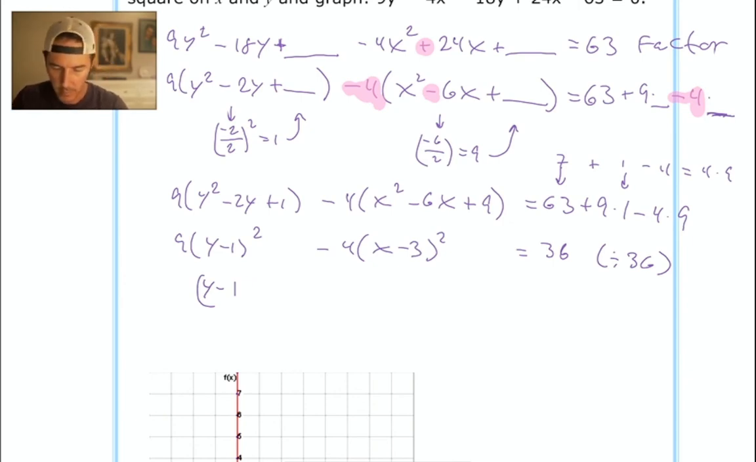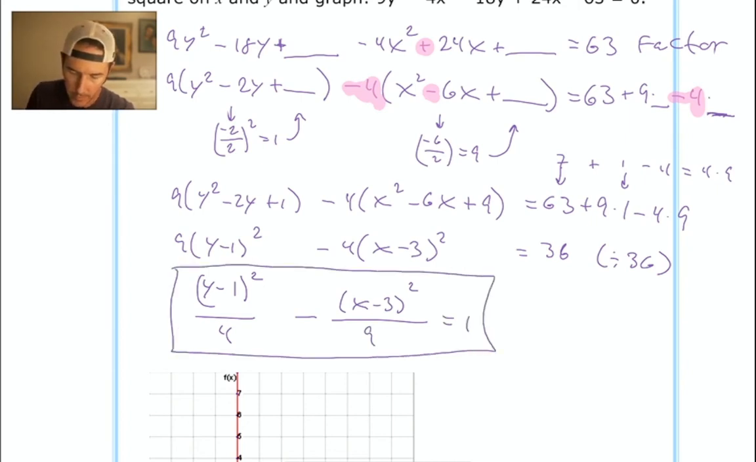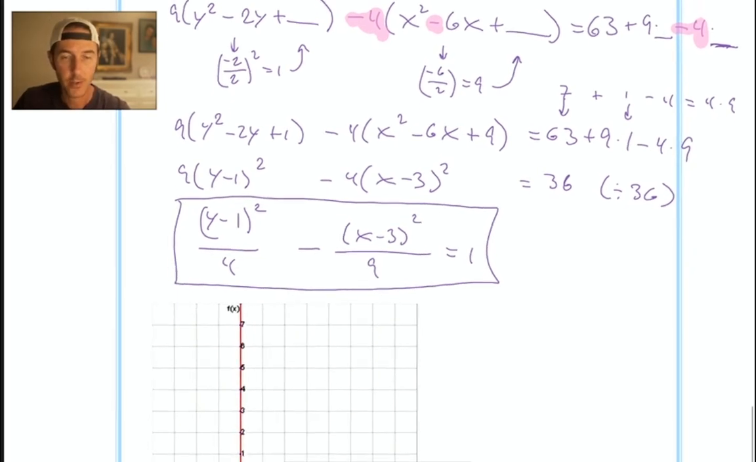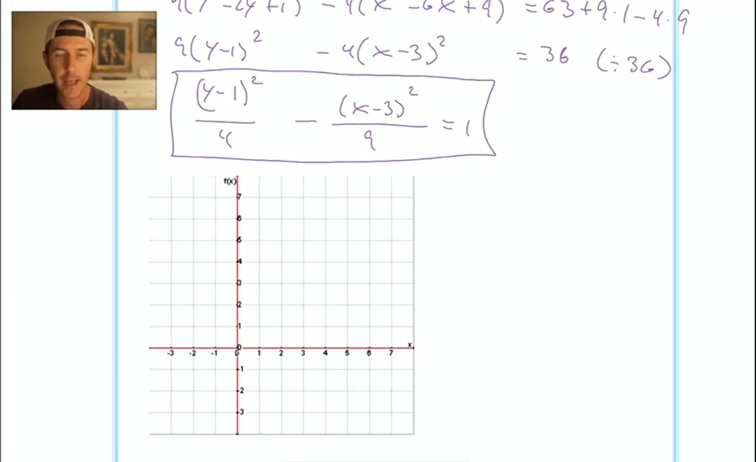squared over 4 minus the x minus 3 is still here, squared over 4 reduces with the 36, leaving us with a 9 in the denominator and a 1 on the right-hand side. And we have the equation for our hyperbola that is not centered at the origin. The center of this hyperbola is located at, be careful, I'll give you a second. Tell me, what do you think the center of the hyperbola is?